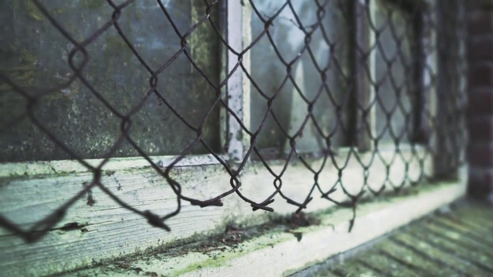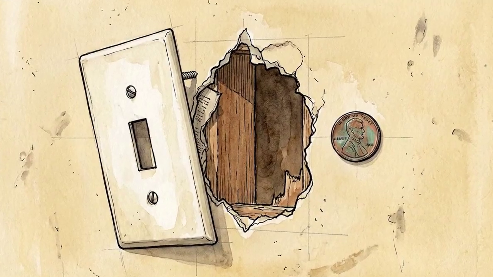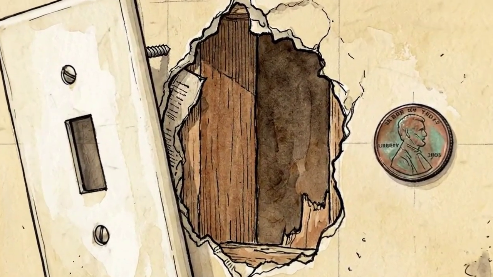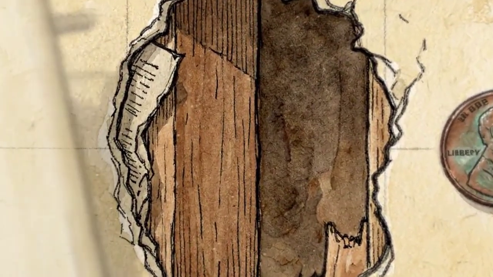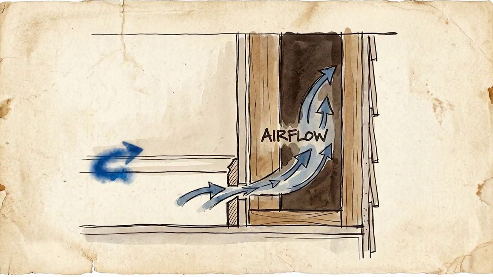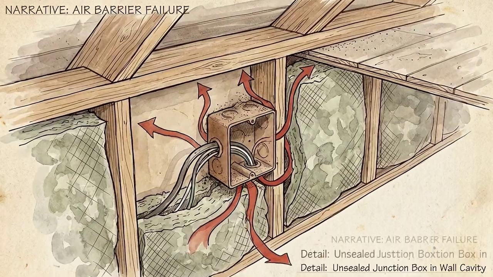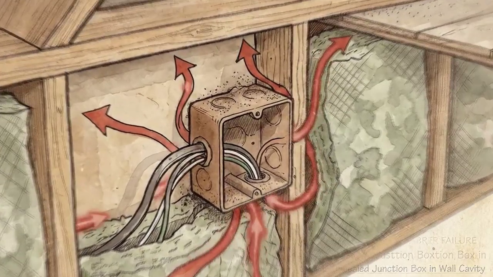Not a draft from a window, not a gap under the door. A hole the size of a coin behind every light switch and outlet on every exterior wall in your house. And that hole connects directly to the wall cavity, which connects directly to the air outside.